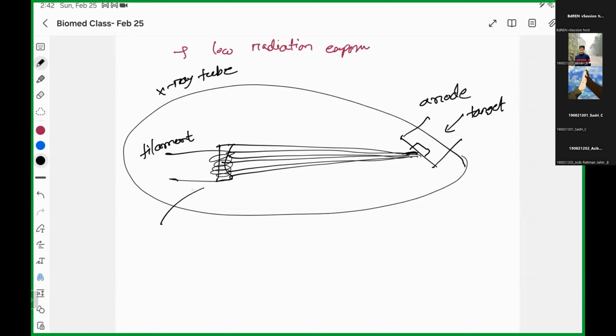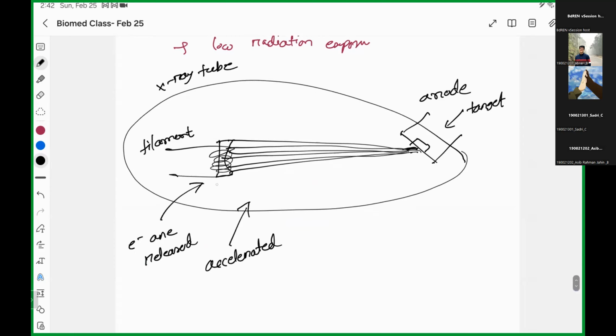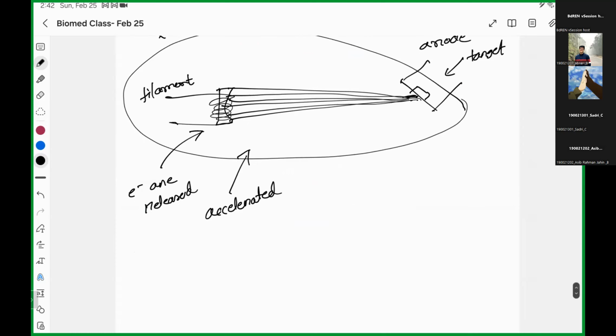So from this filament, the electrons are released. And they are accelerated inside this X-ray tube. So you see on the left side, the electrons are released, electrons go this way, here's the target. And you see it is like a 45-degree angle. There is a reason why it is 45 degrees. Can you tell me why 45 degrees?